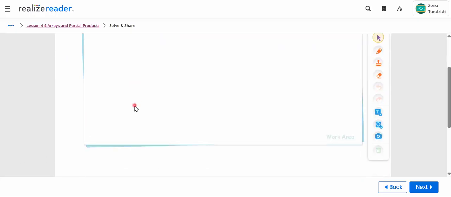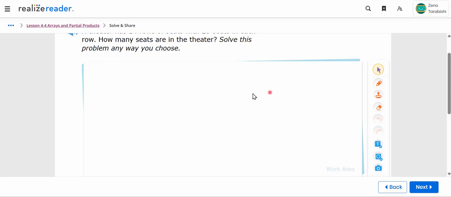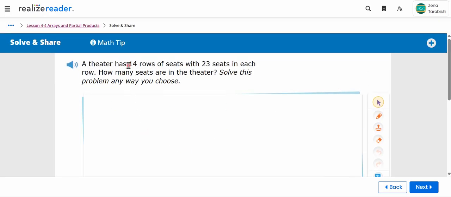Now, as a reminder, if you're using an array, that means that you're showing the rows. And of course, you have 14 rows with 23 seats. So if you would like to do 14 groups with 23 in each group, that's one strategy you could use. You could also try to solve just multiplying 14 times 23 using an area model. In case you forgot what an area model can look like, I'm going to go ahead and draw one here.